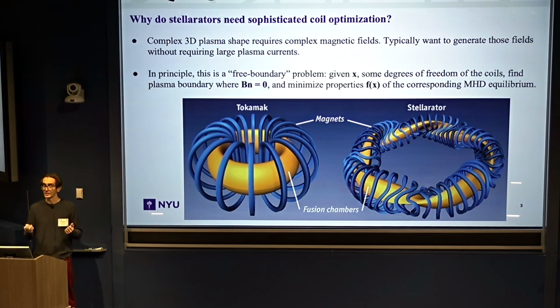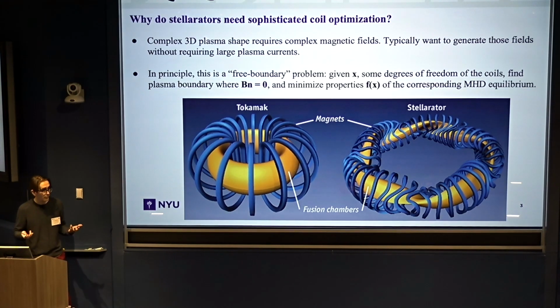Why do we need sophisticated coil optimization? Well, we have these complicated 3D plasma shapes. They require complex three-dimensional magnetic fields. And we want to generate those fields without requiring really large plasma currents. So we need three-dimensional complicated coils in general.